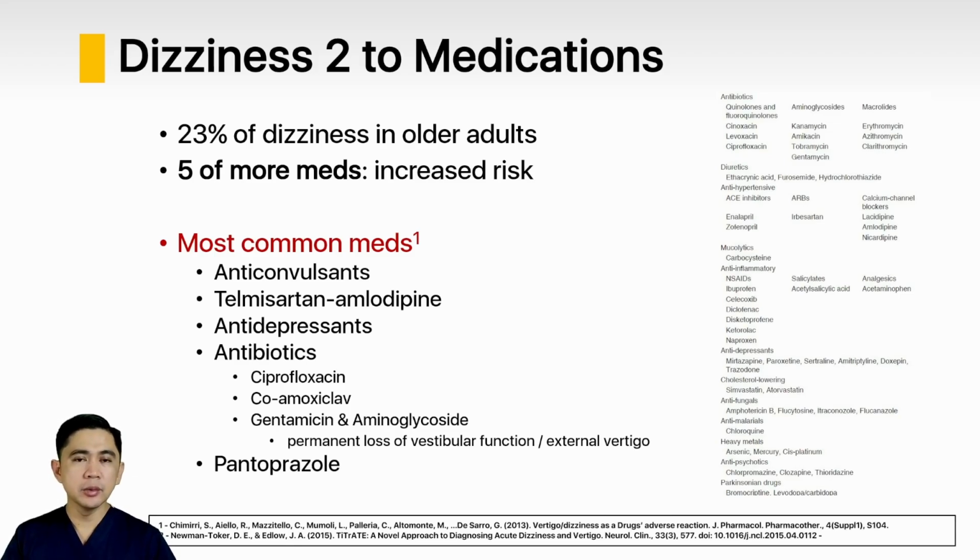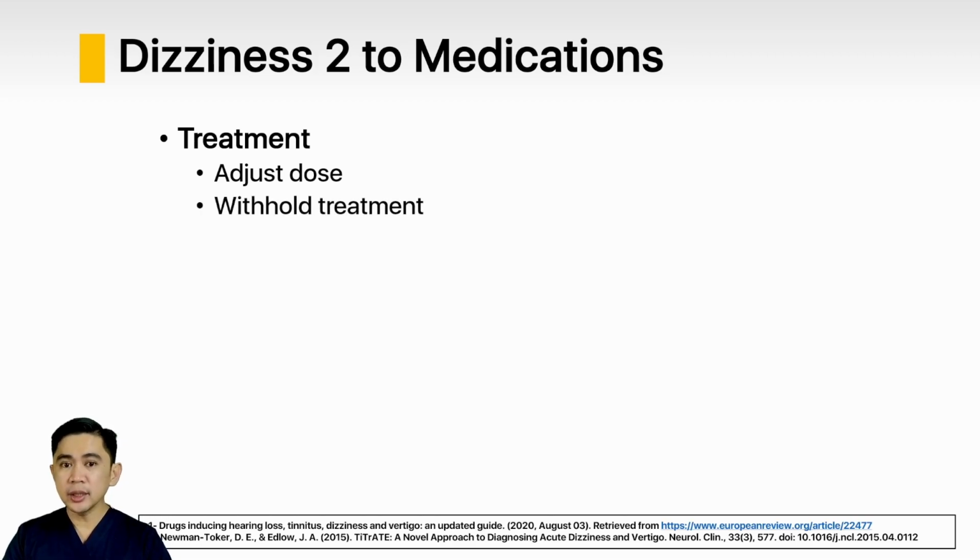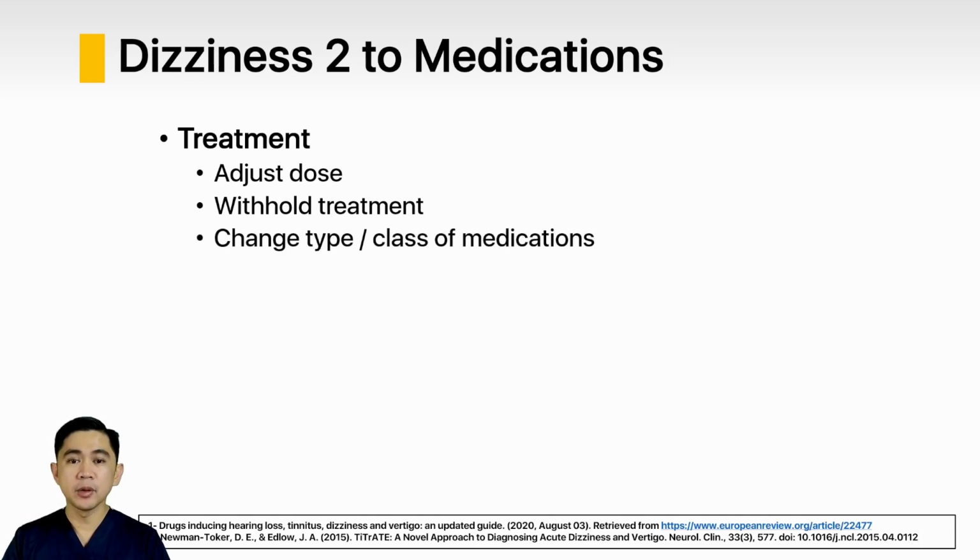And sometimes you might have to do some trial and error, stopping one medication, then see if the dizziness will also stop. Treatment for dizziness secondary to medications include adjusting the dose or withholding treatment if the dizziness is really, really bad. You also have to change the type or class of medications. Like, for example, if you are on amlodipine, telmisartan, you can change to another antihypertensive and observe if the patient will have dizziness again, as well as observation. There are some drugs that, if they are new to taking those drugs, they will have dizziness in the first few days or even weeks.